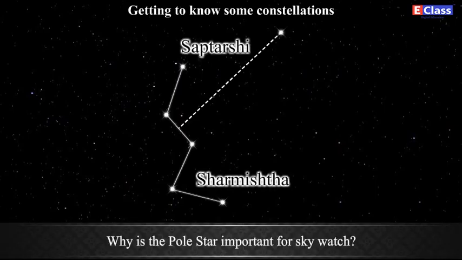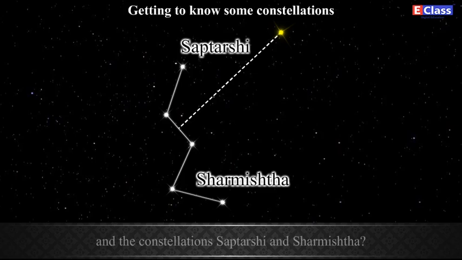1. Why is the pole star important for skywatch? 2. What is the relation between the pole star and the constellations Saptarshi and Sharmishta?